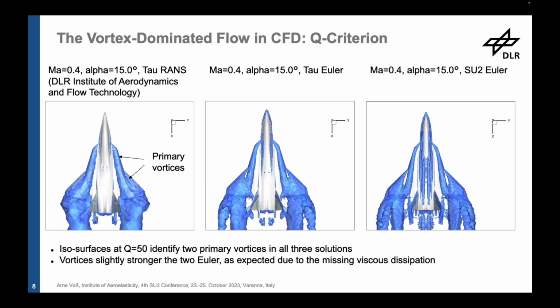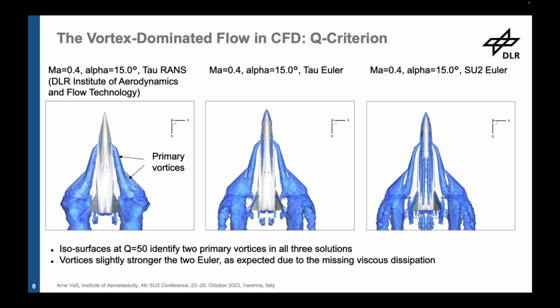And what we can see here is that we have basically two primary vortices, one starting here at the strake of the aircraft and then passing over the main wing and then going downstream. And then we have a second one starting here at the kink of the main wing, following more or less the leading edge and then going downstream. And in the center, we have an Euler solution prepared with the DLR solver TAU. And on the right-hand side, we have another Euler solution prepared with the SU2 code.